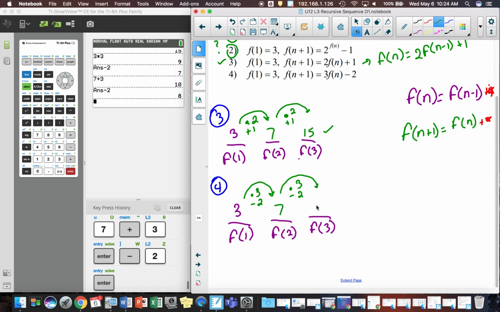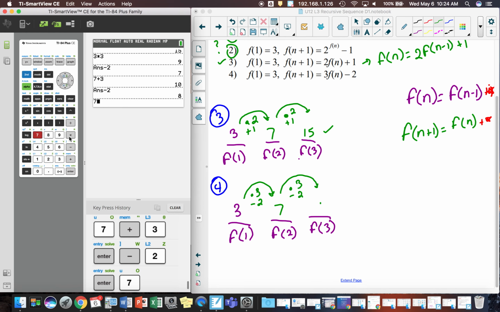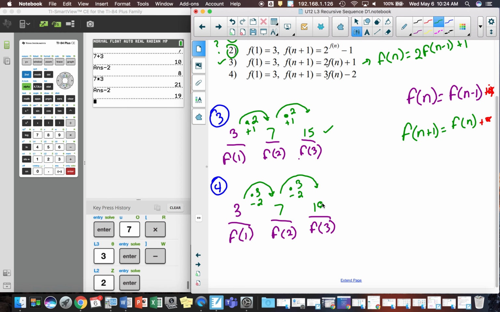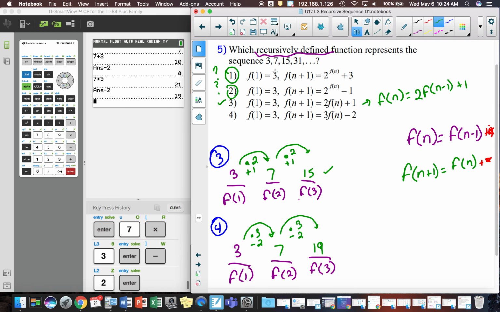Alright, so that gives us 8. Wait, I did that wrong. That doesn't make sense. Let's try it again. 7 times 3. I think I put plus 3 before. Yep. 7 times 3 gives us 21, and then minus 2 gives us 19. Okay, so this is 19. We wanted it to be 15, as you can see here. So thankfully, this one's wrong. So we didn't do anything wrong so far. It seems like 3 is the answer.